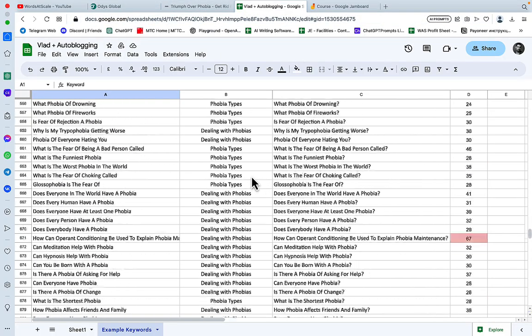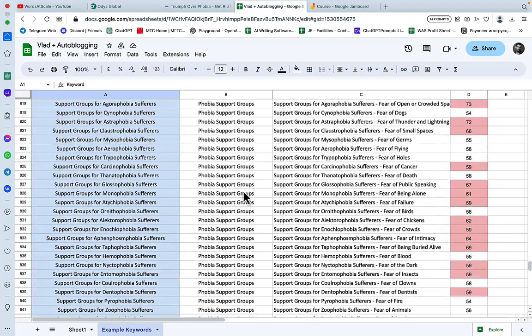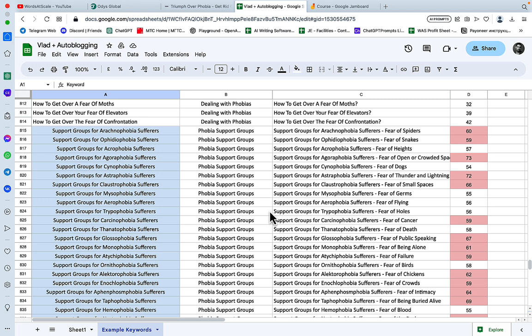So as far as dealing with phobias and phobia types, these are self-explanatory. Phobia support groups, what I did, I actually went on ChatGPT and asked to compile a list of 50 most popular phobias. And then I just constructed a keyword that went like support groups for insert your phobia sufferers and a brief explanation of what the phobia is. So the first keyword would be support groups for arachnophobia sufferers, which is fear of spiders. And these are not necessarily the current keywords that have volume and can be tracked, but these are constructed keywords with the hope of me ranking for those keywords.